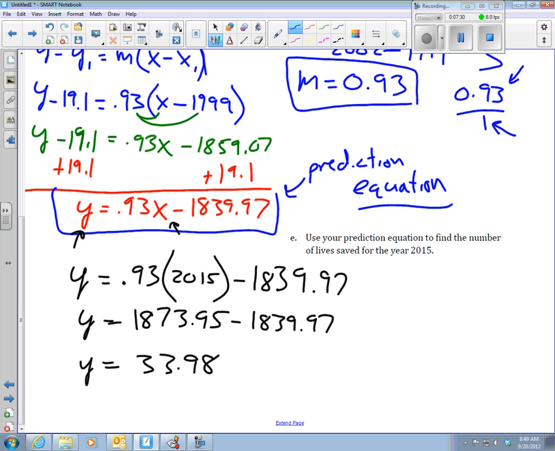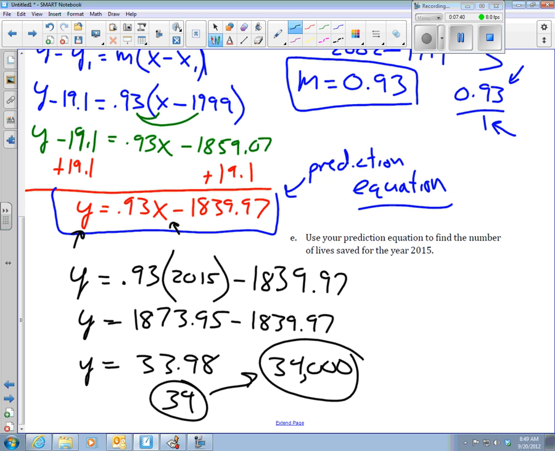Well, I'd round it to 34. 34 what? 34 lives? 34 times 1,000. They're saving 34,000 lives in that year by raising the drinking age to 21. That's a prediction. You could make a prediction for the year 2030 if you wanted to, any prediction you wanted to. So that's what we're using scatterplots for. We're collecting the data, graphing it, coming up with prediction equations, and then using it to make educated predictions.